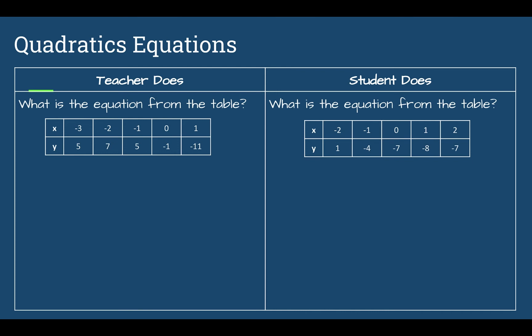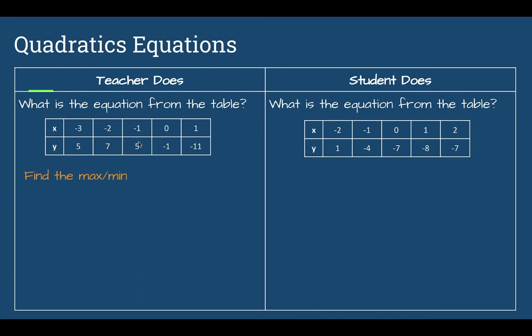If we think about what is happening in a quadratic or in a parabola, it is either going up until it gets to a maximum and then goes back down, or it starts going down until it gets to a minimum and then it goes back up. So either way, we need to look for the vertex. If I look at my numbers, it goes 5, 7, 5, negative 1, negative 11. So notice it was going up and then back down.